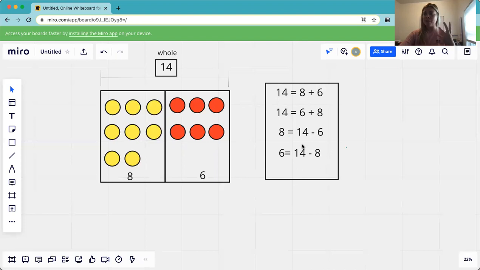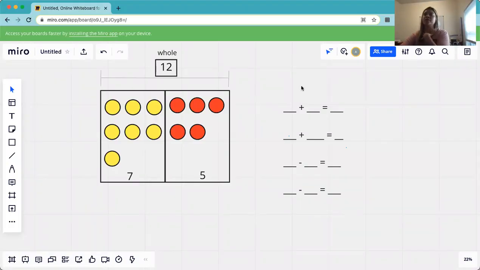Down here with my subtraction, the 14 is going to be the first number I subtract from because it's my biggest, it's my whole. And I'm just switching around my two numbers, my 6 and my 8. Okay, I'm going to go ahead and pull up another picture, and I want you to figure out the families by yourself. One second. So you're going to use this picture to figure out your addition problems and your subtraction problems. So go ahead and pause it. When you are finished and ready to check it, press the play button.